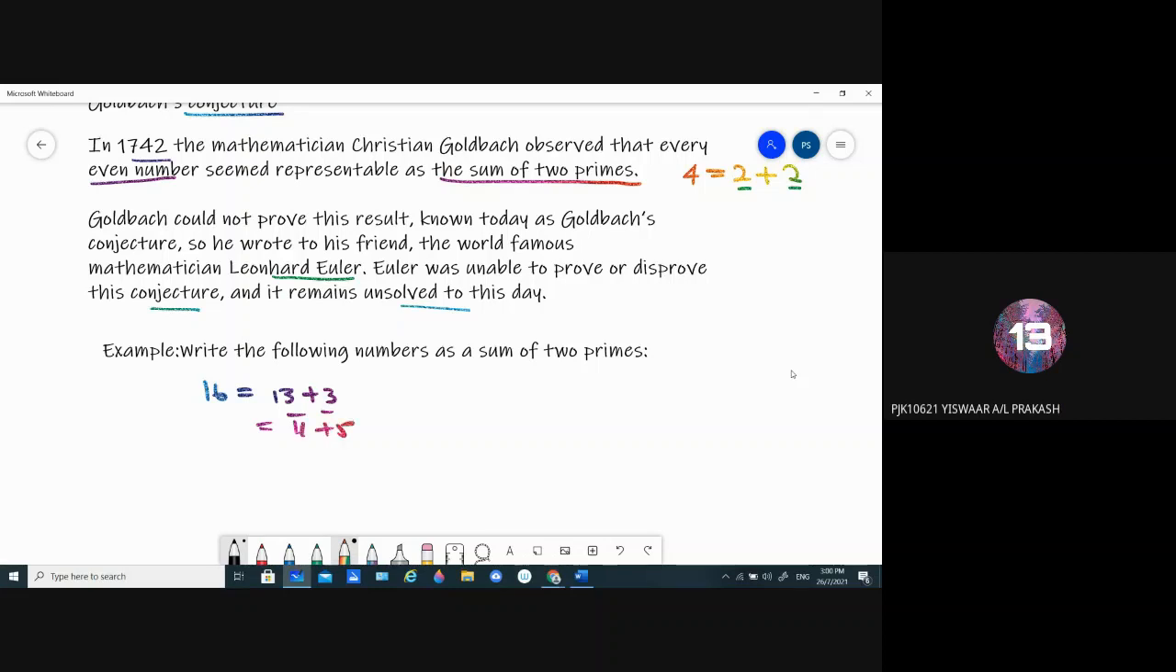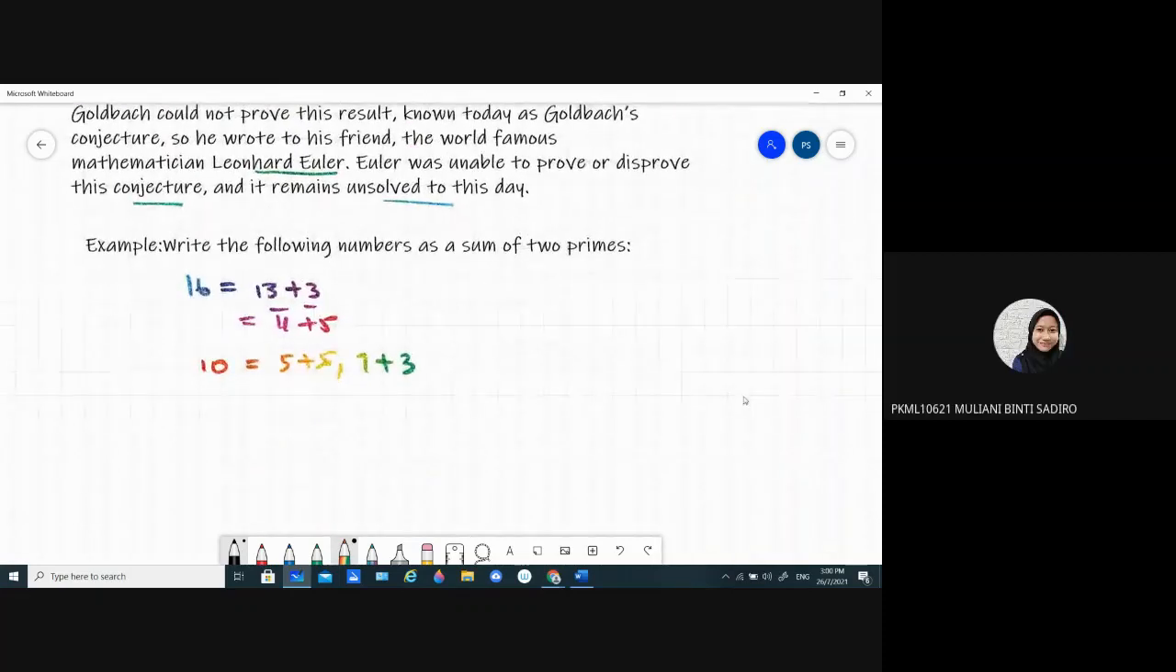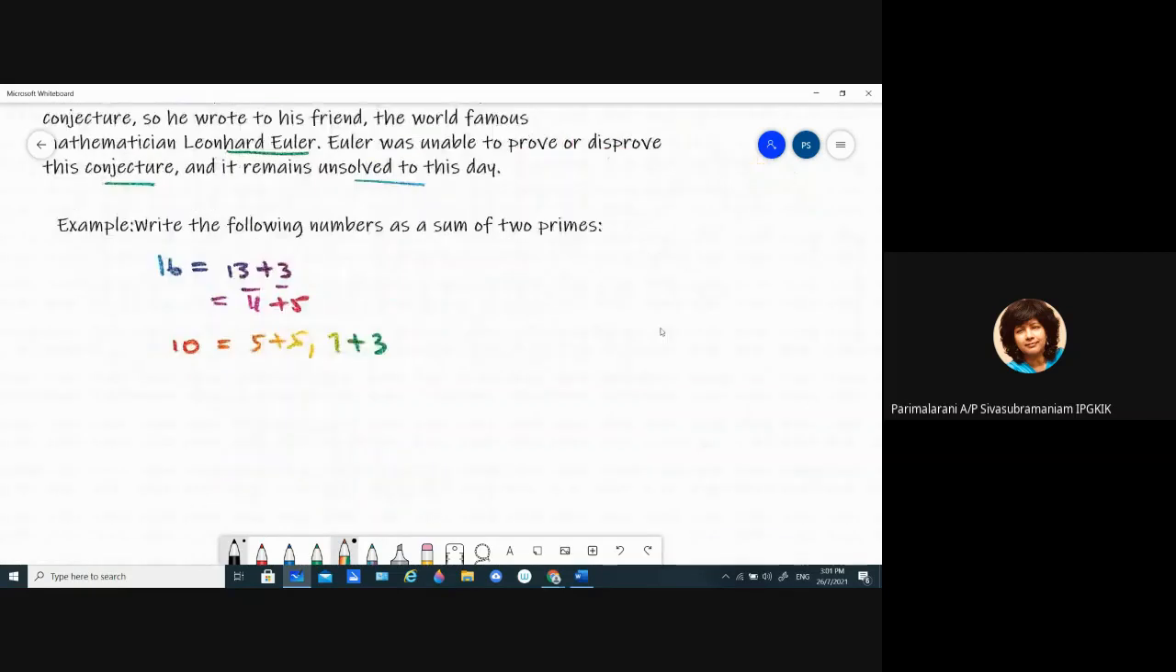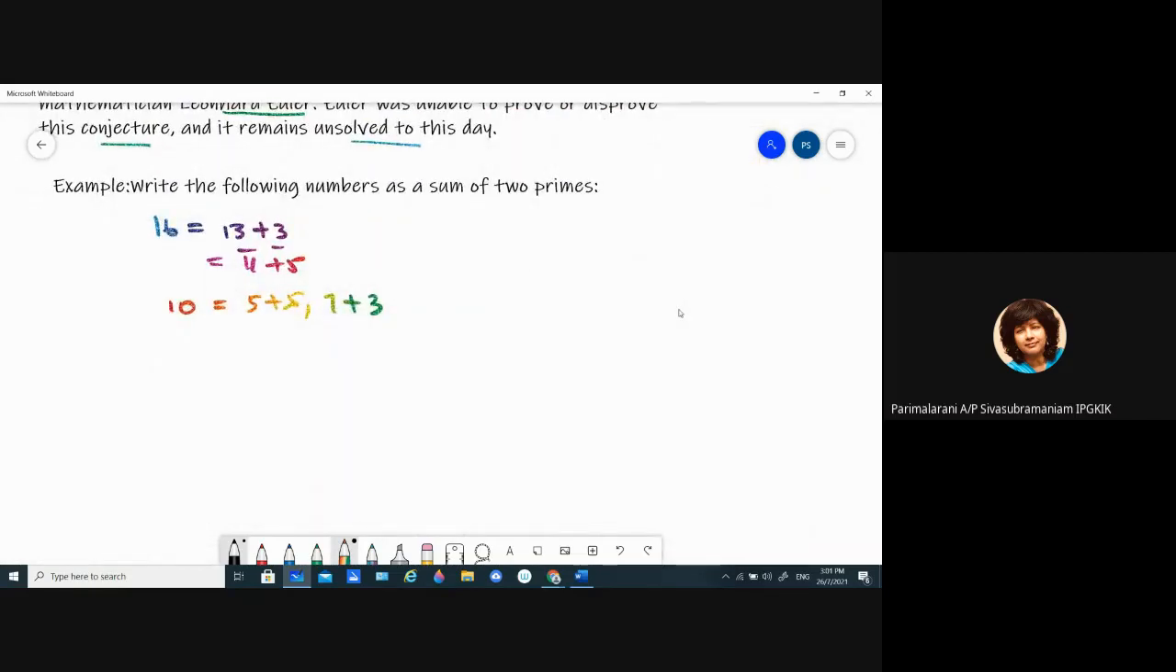How about 10? We can write this as 5 plus 5, or 7 plus 3. Any more? 6 plus 4. 6 is not a prime number, so we are only writing this as a combination of prime numbers. Goldbach says that every even number, you can write it as a sum of two primes. Only prime numbers. This is the conjecture.